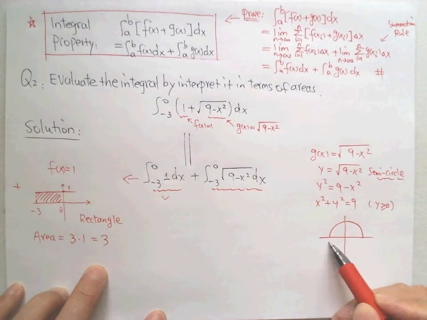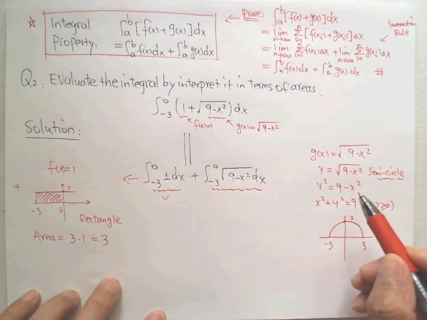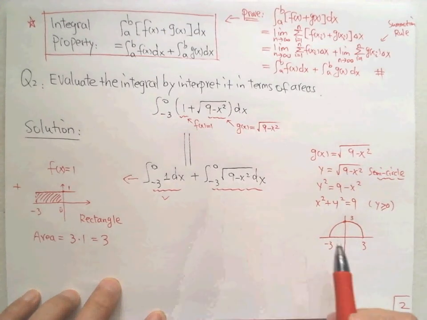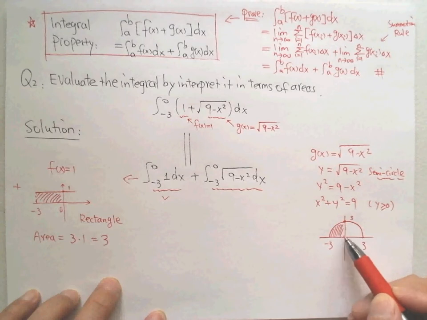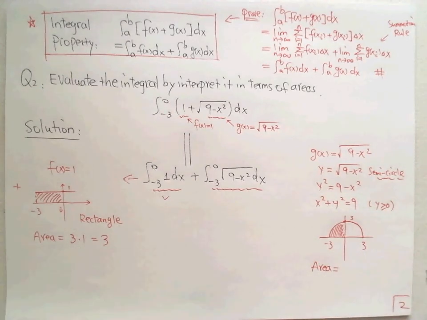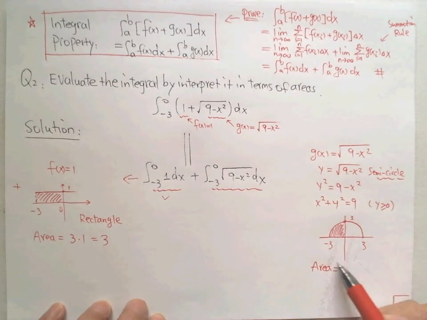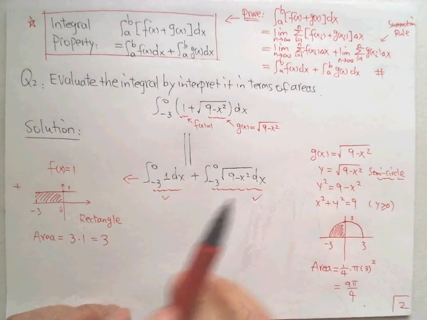And this is a semicircle. However, this radius is negative 3, this is 3, and this is also 3. And now look at the integral from negative 3 to 0. Under the curve is here. Of course, we know the area, right? So if we calculate, the area equals what? It is a quarter of the circle, right? A quarter of the circle. The circle is pi times r squared, and the calculation gives 9 pi over 4.